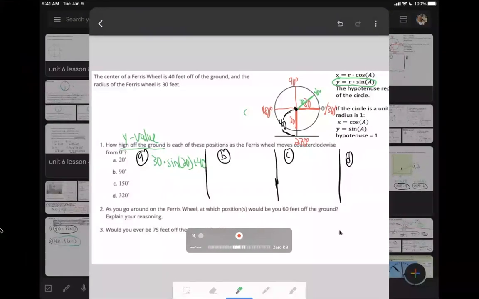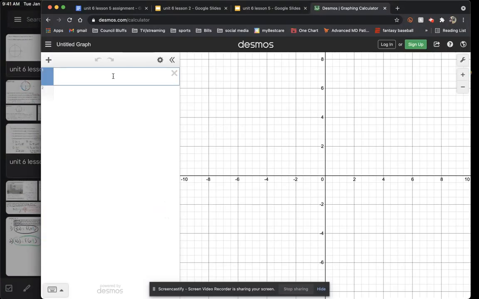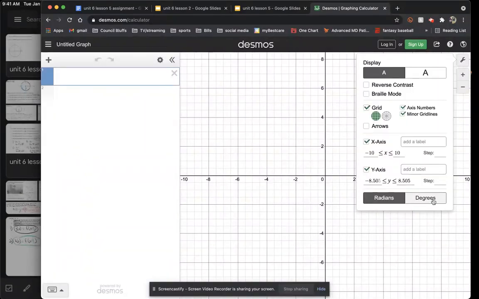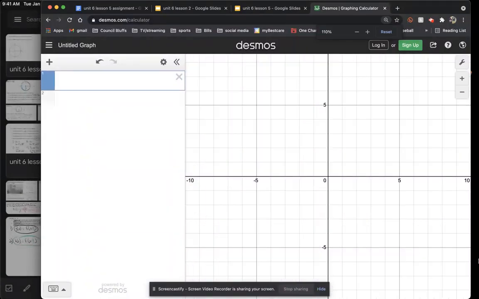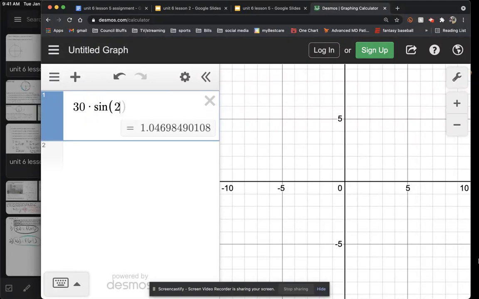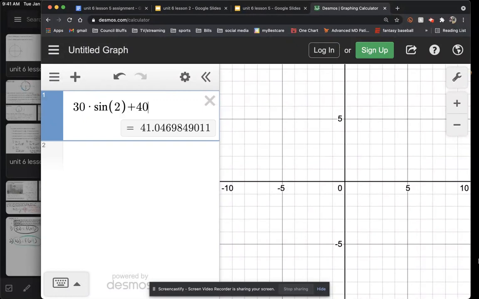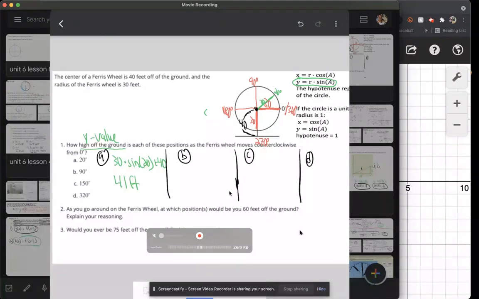So to do that, I'm going to go to Desmos. So here we have Desmos. All right, I'm going to double check that it's in degree mode like I am always supposed to do. I'm going to do 30 times sine of 20 degrees, and then I'm going to add 40 to it. So at the 20 degree mark around the circle, the height above the ground is going to be approximately 41 feet above ground. So if we round that to the nearest whole number, that's about 41 feet above ground.